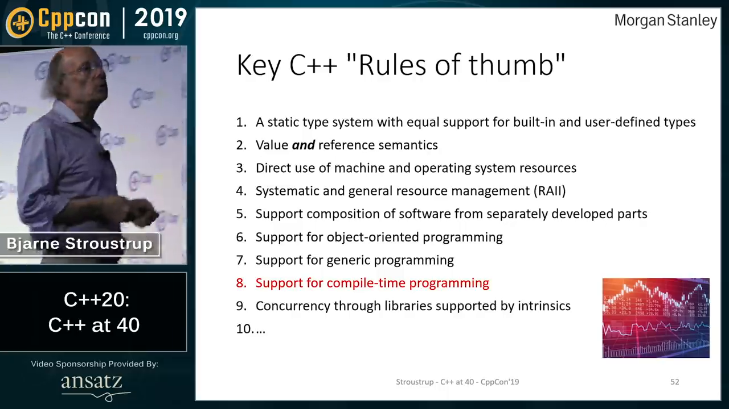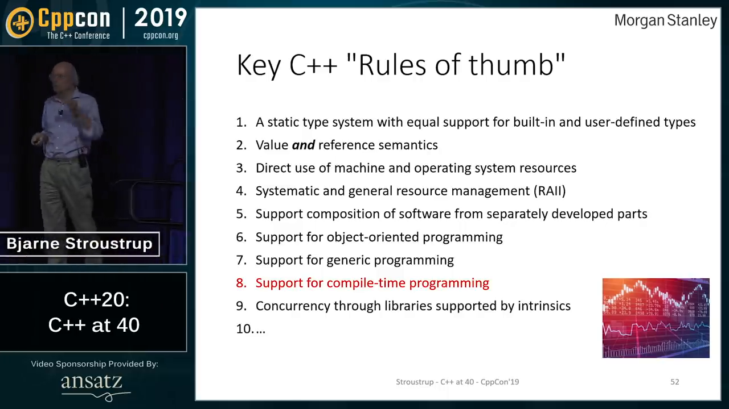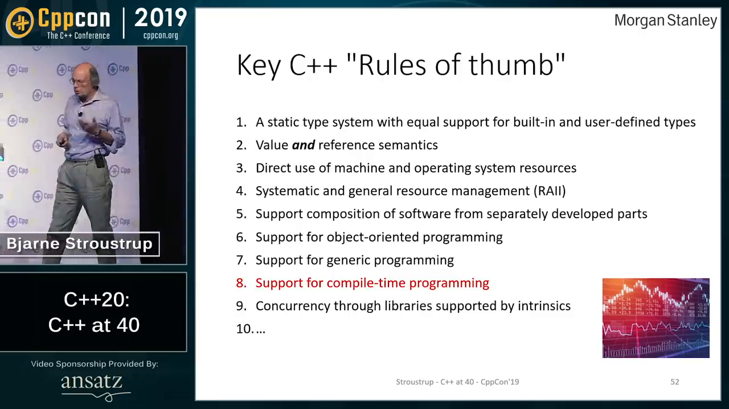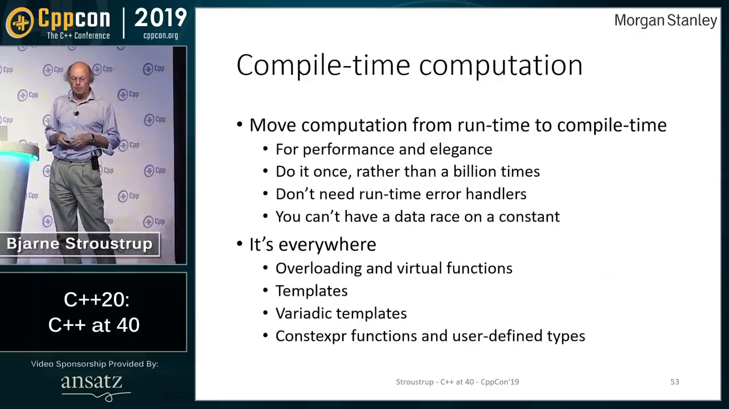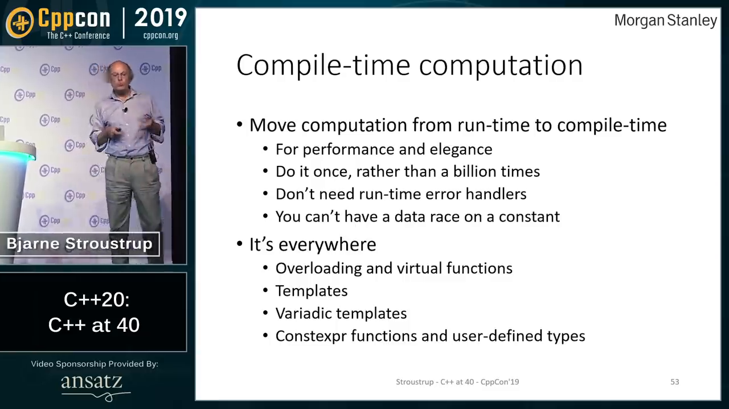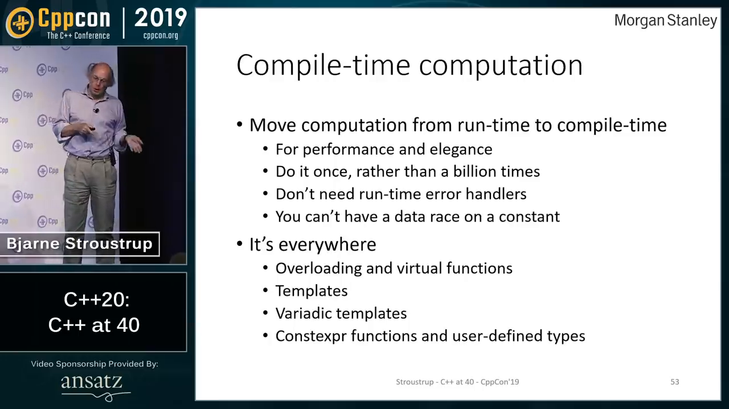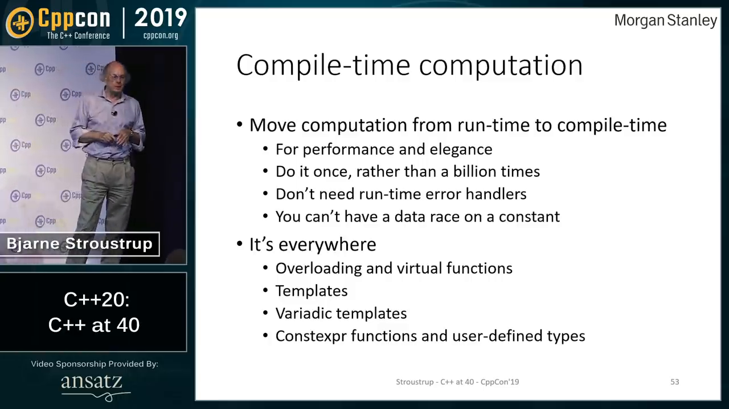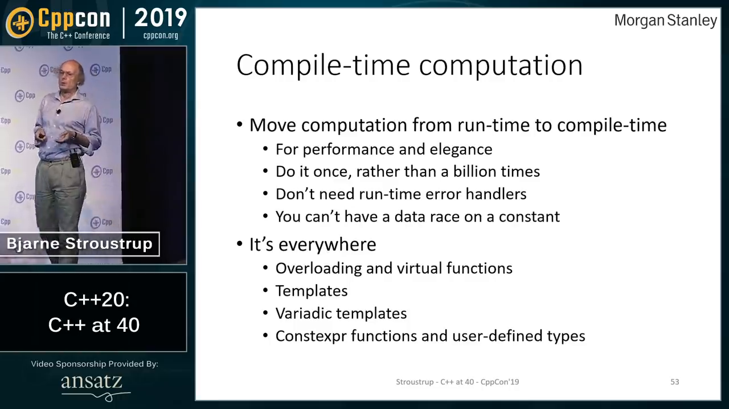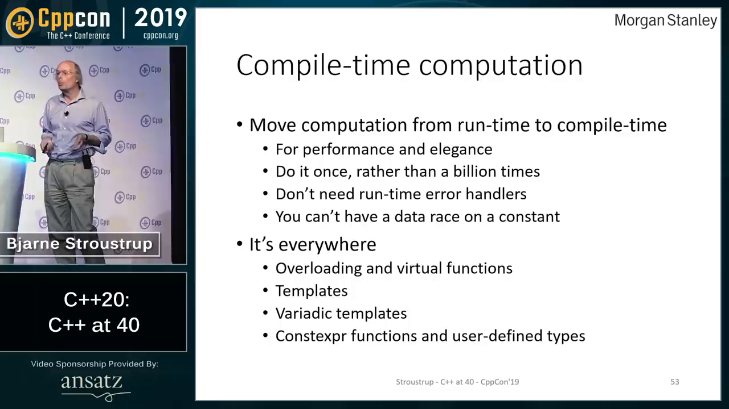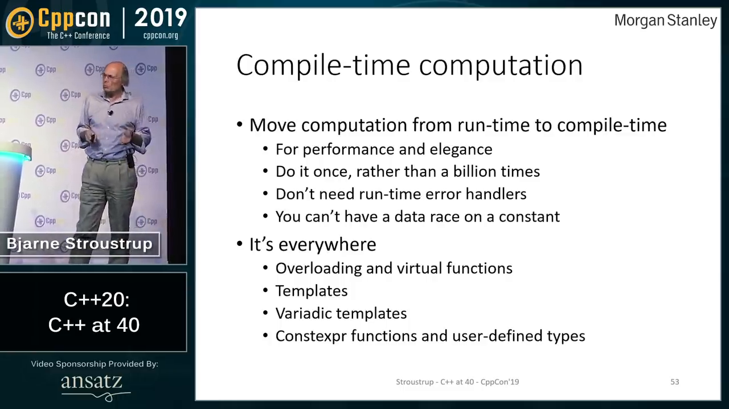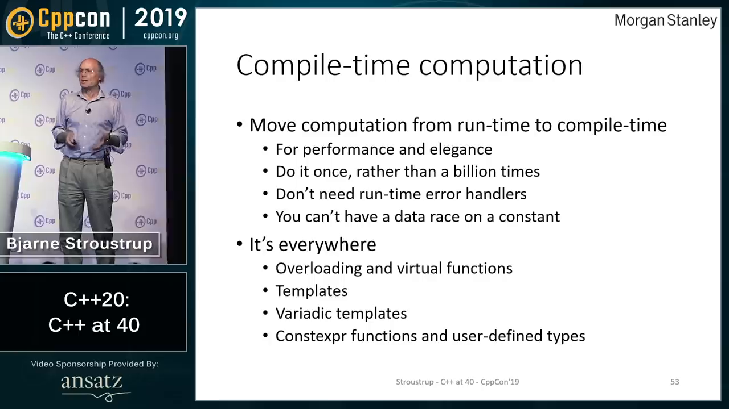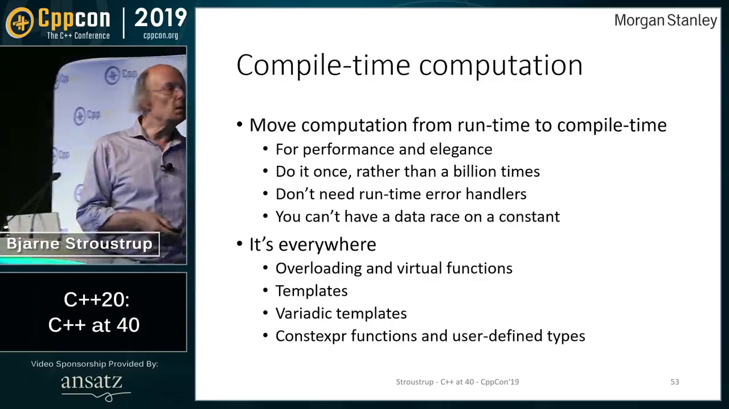And one thing that has been increasing from day one of C++, but especially since Gabriel Dos Reis and I proposed constant expression evaluation, constexpr functions in 11, is compile time programming. The basic idea is if you can move computation from runtime to compile time, you can get more elegant code, you can get more performant code, you get less calculation off on the doodle pad that gives you constants that might go wrong. If you can do it once by the compiler instead of a billion times, you probably have a performance advantage. And then you don't need the runtime error handling again. And I like constants. They're getting more and more important with concurrency because you can't have a race condition on a constant. And it's everywhere.